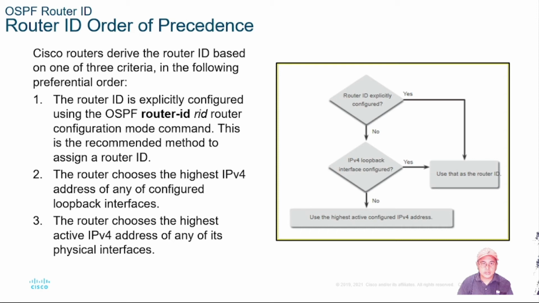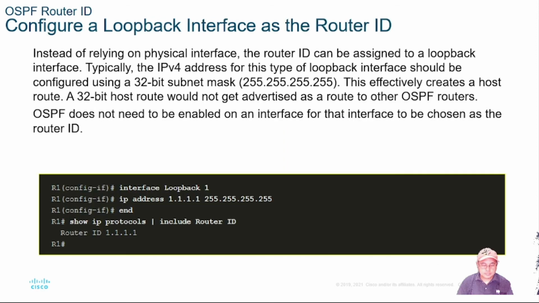All right, so now the configuration of the loopback interface address as the router ID, which I've already done. This is the 32-bit subnet mask. This is the explanation of why we use 255.255.255.255 when configuring the interface loopback address 1. It should be configured with a 32-bit subnet mask. This effectively creates a host route.